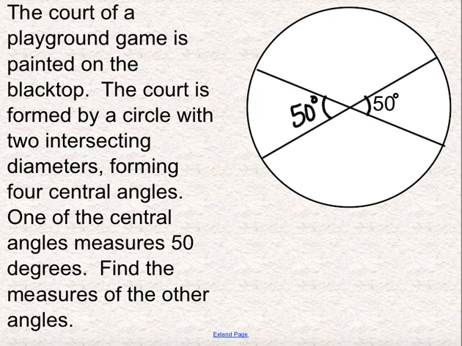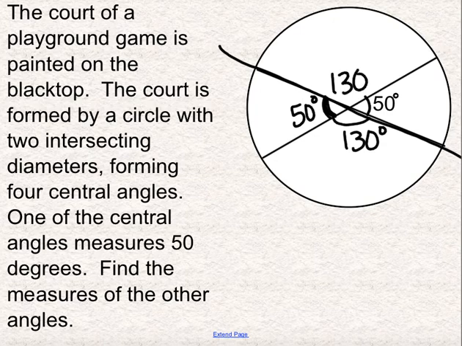We also know, if we look at just half of the circle, a straight line has to be 180 degrees. So if 50 of those degrees are taken up right there, that means that there's only 130 degrees left for that part. Same thing up here, 130 degrees.